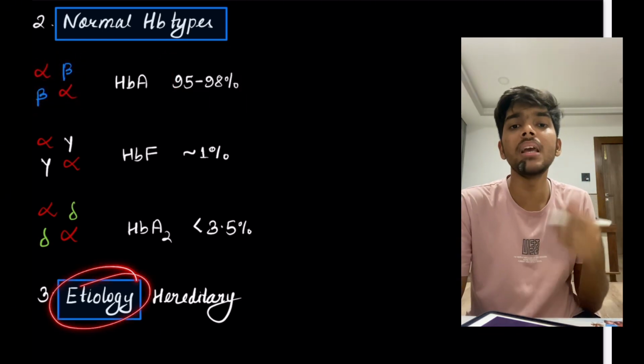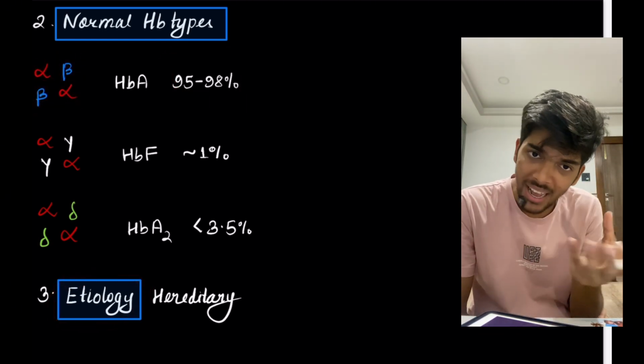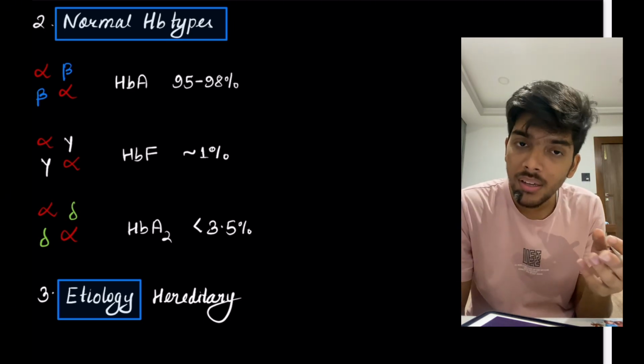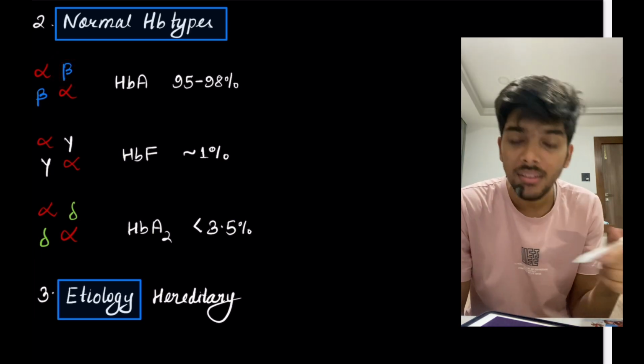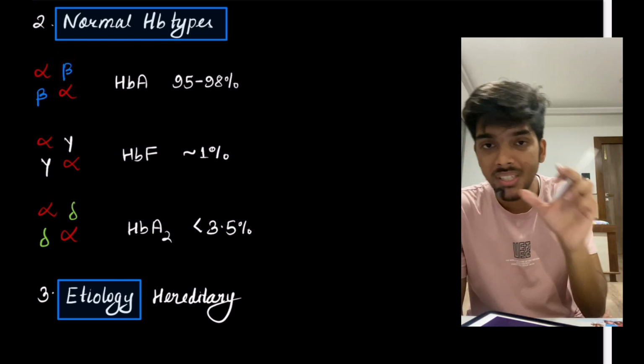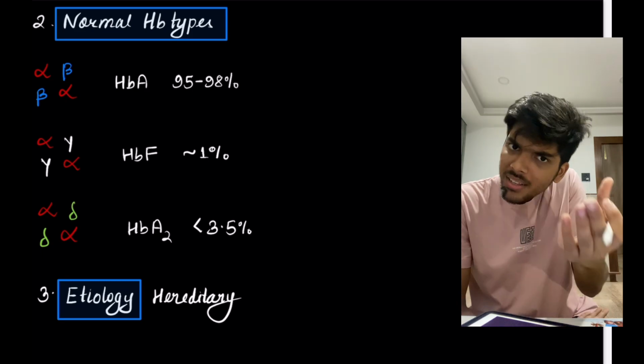What is the reason behind sickle cell anemia? It is hereditary, that is, by birth a genetic disorder occurs such that the beta chain gets mutated, the normal RBC gets converted into sickle cell RBC and you have sickle cell anemia.